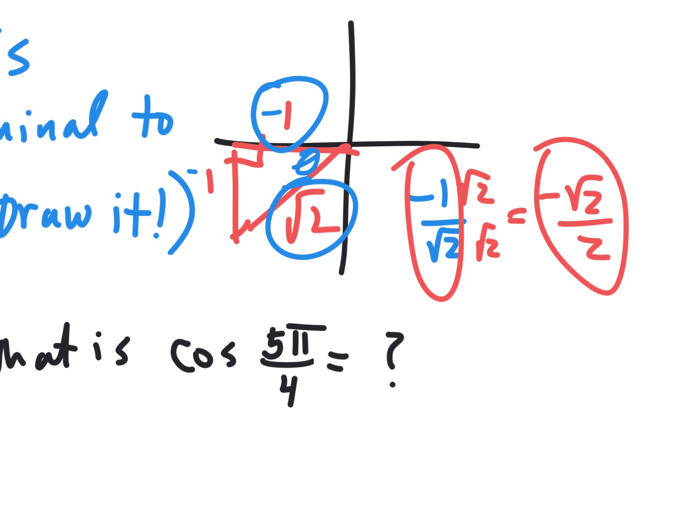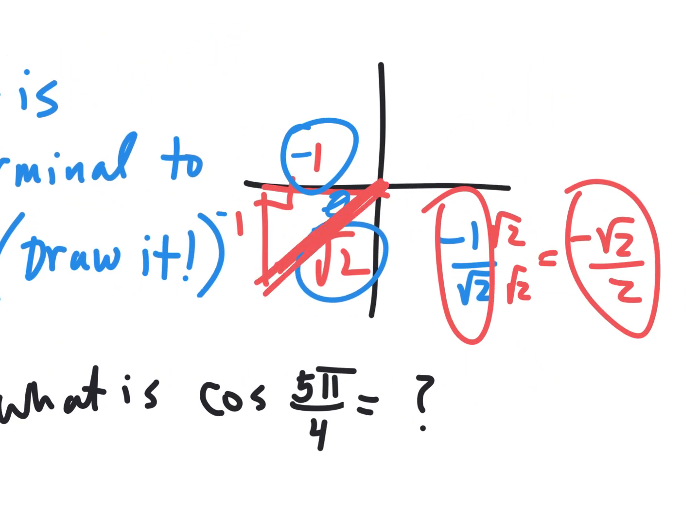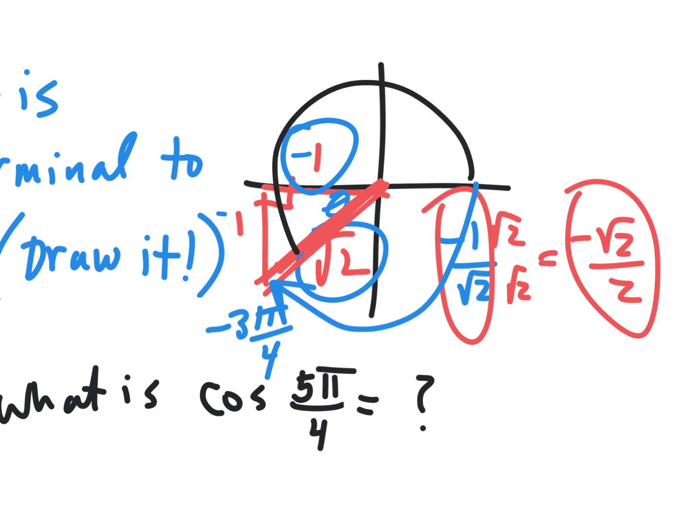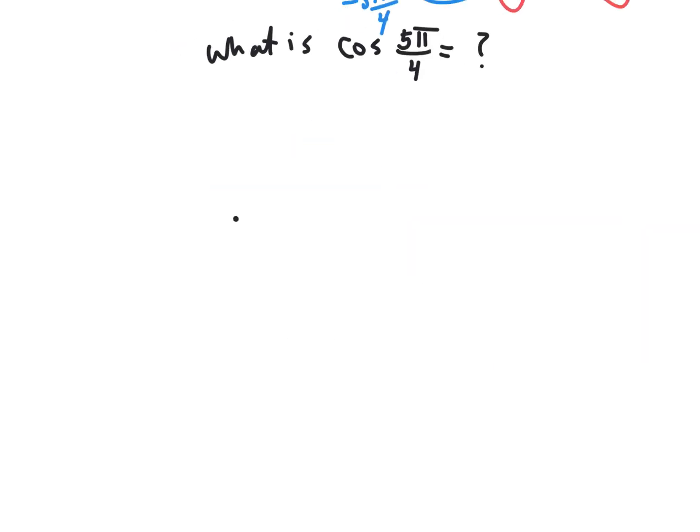Okay, next coterminal. There's other places other things that stop there. Like you could have gone this way. Hoxton, what would that be? Negative 3 pi over 4, perfect. Or you could have gone all the way around again and then stopped there. That would have added how much to it? You went all the way around the circle, right?